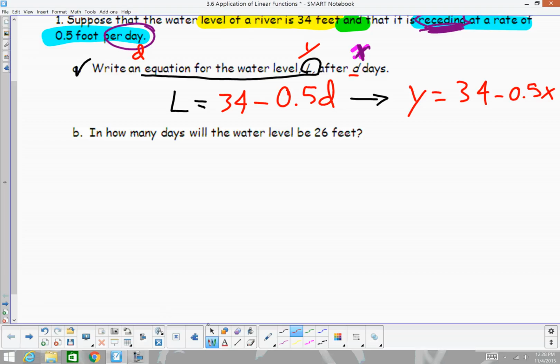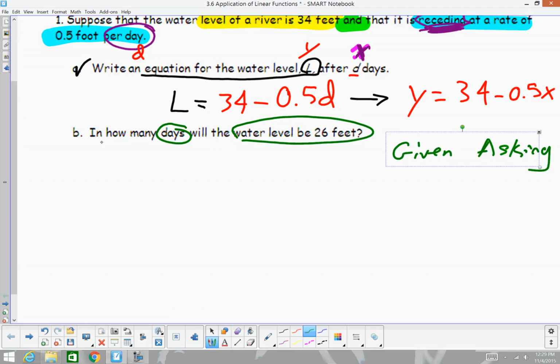Good. Now, it's asking me to answer a question. In how many days will the water level be 26 feet? Now, what's given? What are they asking? Well, how many days? That's what they're asking. Days, right? In this case, I'm looking for D. And what's given?